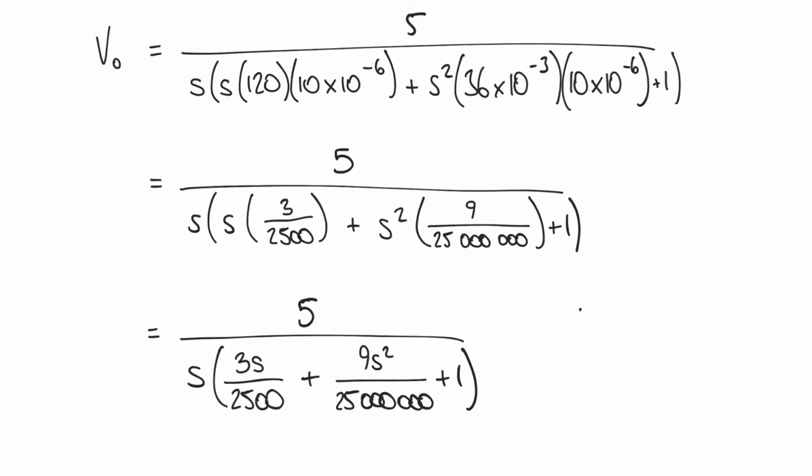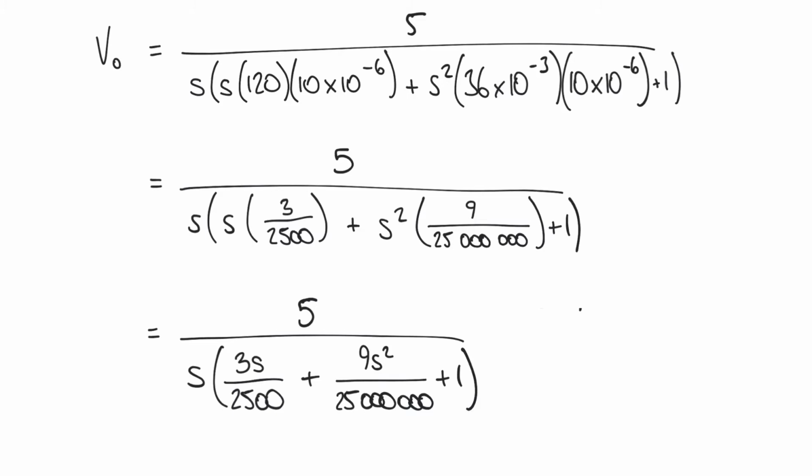We have 5 over s, and still on the denominator in brackets we have 3s over 2,500 plus 9s squared over 25 million plus 1, close brackets. And so at this stage, let's try to eliminate these complex fractions. We've used them in the first place to preserve some accuracy. What we don't want to do is start using decimals and rounding and all that kind of thing. We've kept precision here by using these fractions, but I also don't want the fractions making this formulation harder than it needs to be.